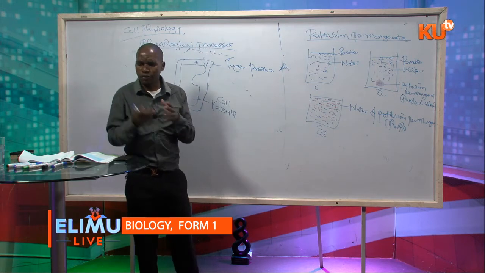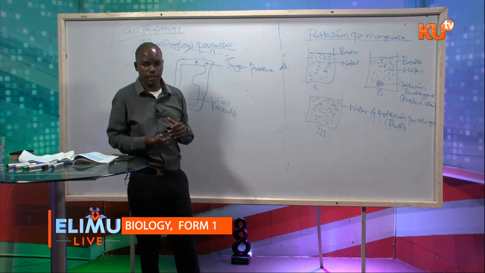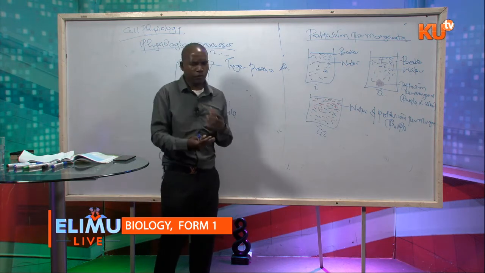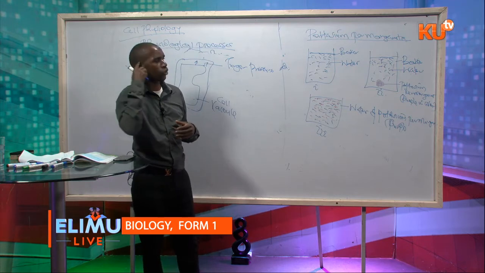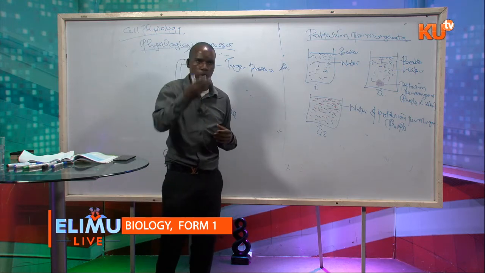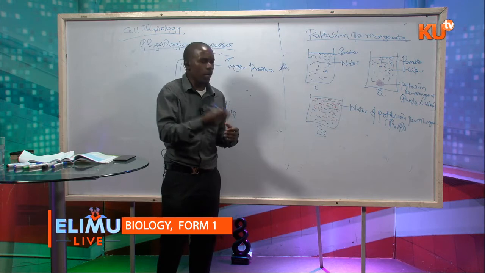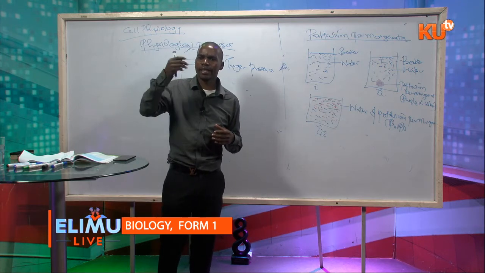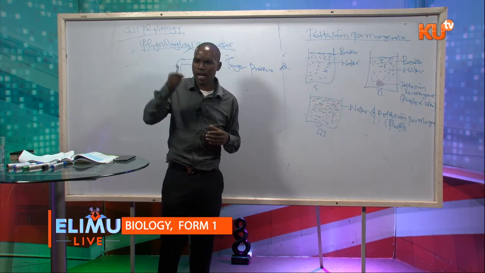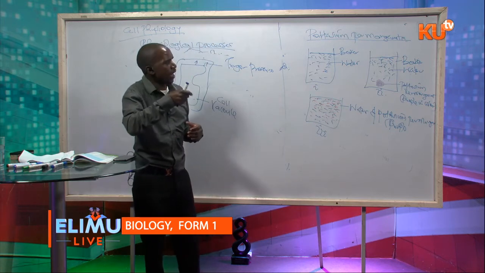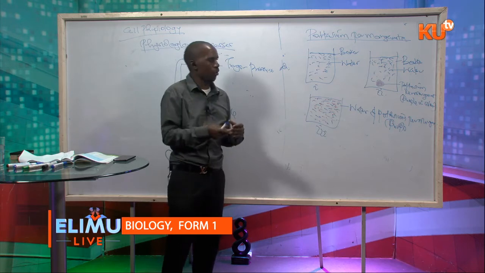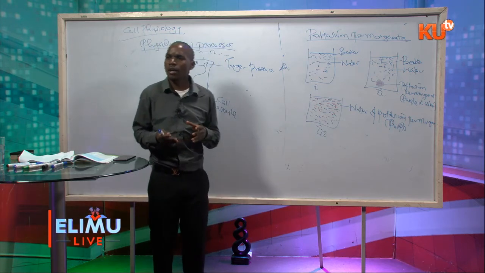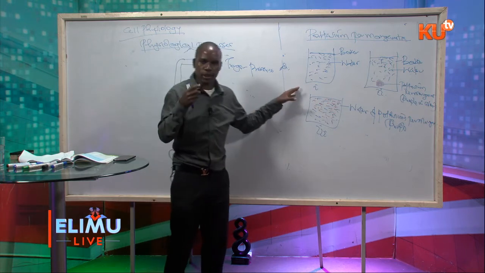Now, when you are defining osmosis, because you have not reached there, but now because of my learner, you will realize that osmosis is just the movement of water molecules from a region where they are highly concentrated to a region where the same molecules are lowly concentrated across a semi-permeable membrane. So in an exam situation, look at where we have a lot of water.